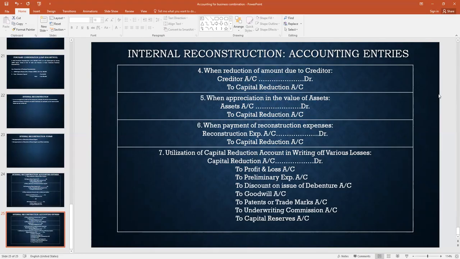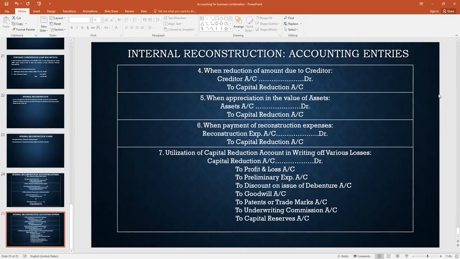Another entry that we can see during internal and external reconstruction is this: when companies go through this process, they have to pay some expenses. These expenses are known as reconstruction expenses. When the company pays the reconstruction expenses, the same amount has to be adjusted through the capital reduction account. So here the journal entry will be reconstruction expenses account debit to capital reduction account.